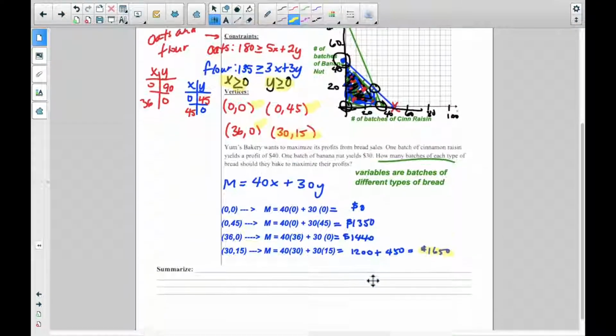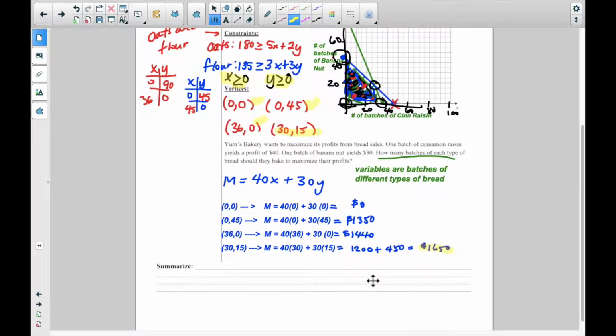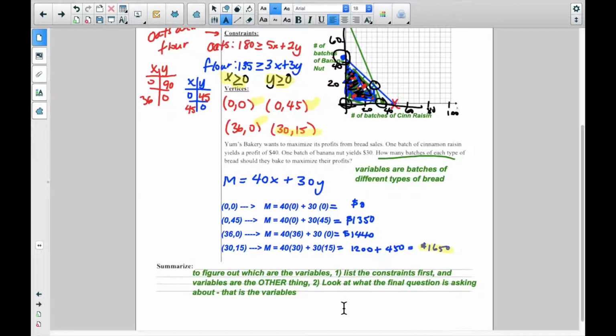Now, as far as what to write in the summary, as I said in the beginning, I think one of the hardest things is finding the variables. And so as far as a summary goes, there is lots of stuff you can write in your summary. But here's what I mentioned in this video. To figure out which ones are the variables, there's two options. You could list the constraints first, because the constraints are a little bit more obvious. People are able to get their brain wrapped around what, how much, you only have this much time, you only have this much flour, whatever. List those first, and then figure out that the variables are the other thing that they're talking about.